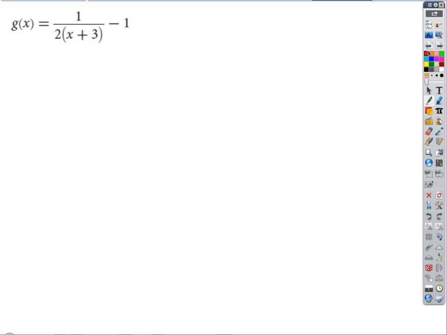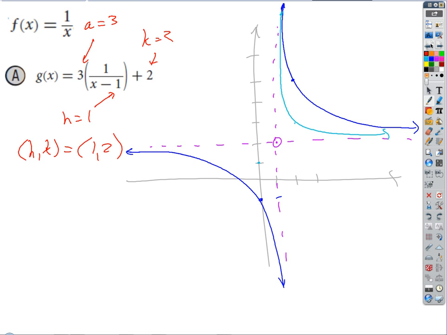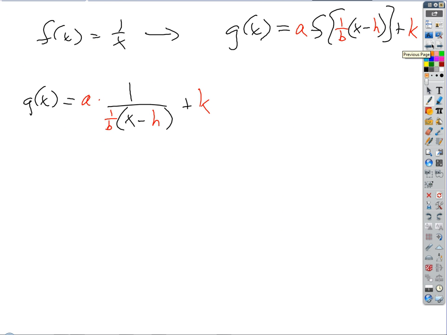The 2 is inside the function, and it's being multiplied by x plus 3. This is kind of a tricky one, right? So that's actually the value of 1 over b, isn't it? If we go back and look here, we said that 1 over b, the reciprocal of b, always goes in front of x. So for our parent graph, it's going to go on the bottom in front of the x minus h part, right?